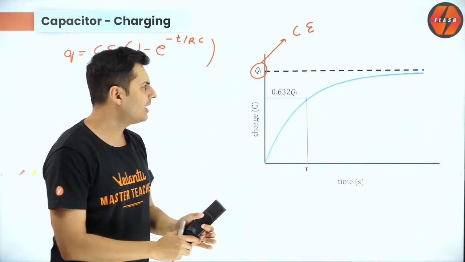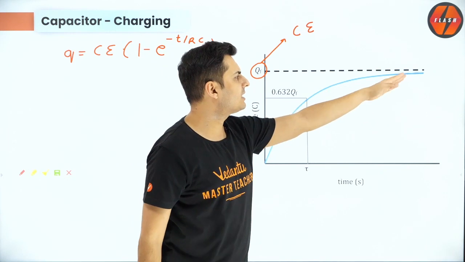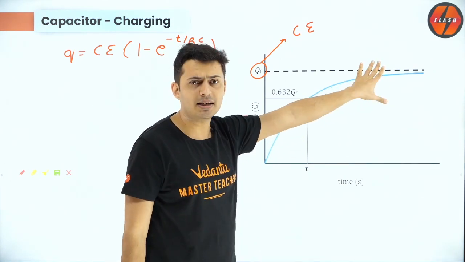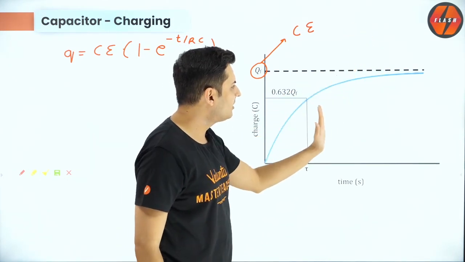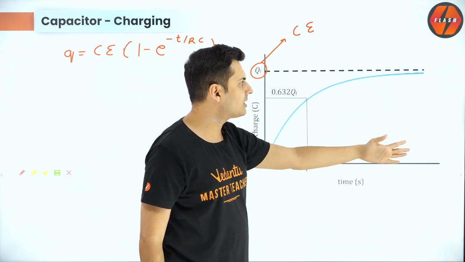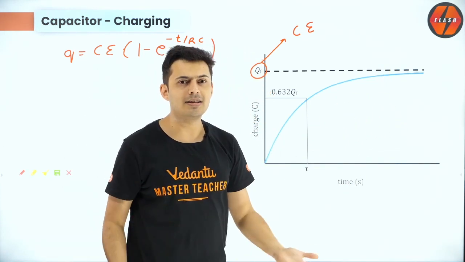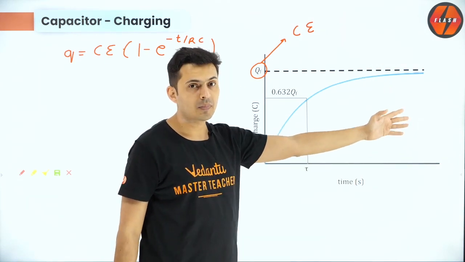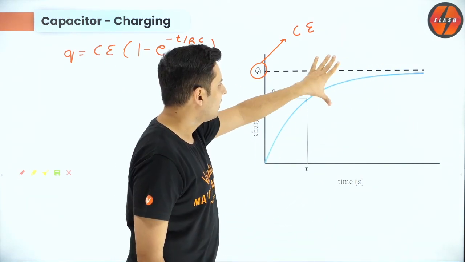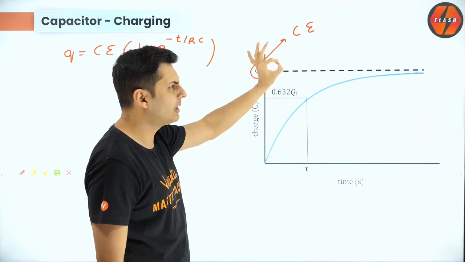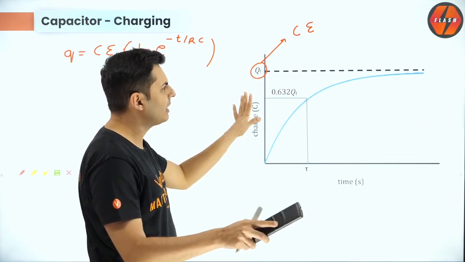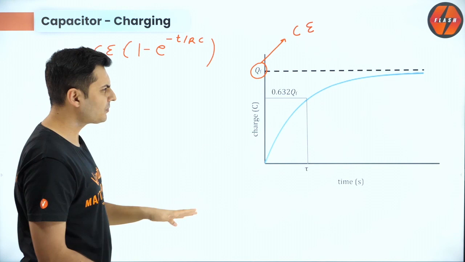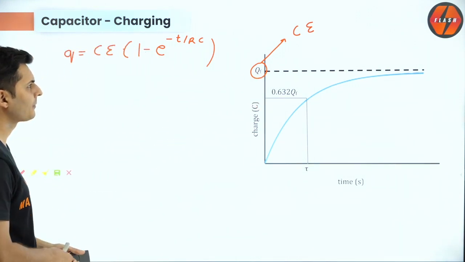But you can clearly see after some time it almost reaches like 99.9% of the charge. So as soon as it reaches almost 99% of the charge, we can say that the capacitor is almost charged. You're not going to wait for a very long time. So understand, 99%, 99.9%, you can say almost the capacitor is fully charged. So it's not going to consume a lot of time.